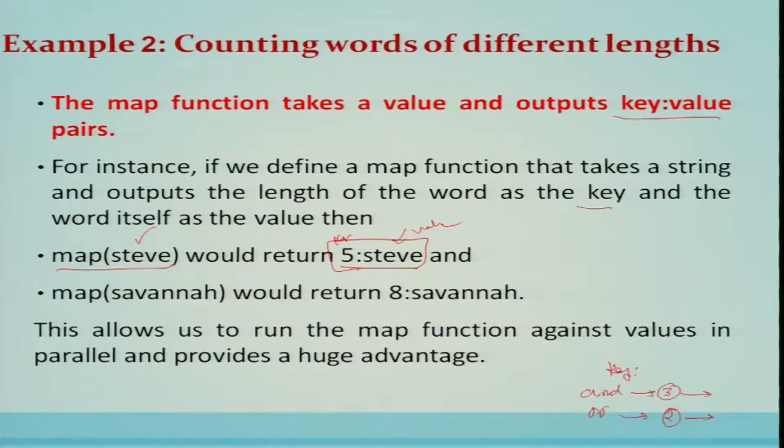So, this particular map function will emit, for a word in the document, the length of the word colon the word itself, and this is basically the output. So, this will allow us to run the map function against the values in parallel, and it provides a huge advantage. Let us see what happens.